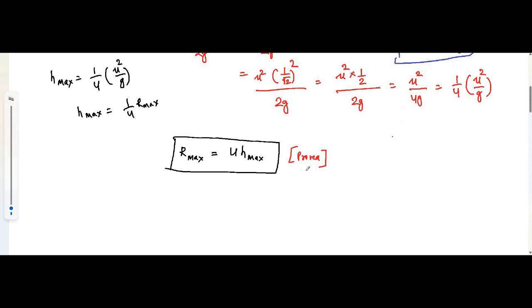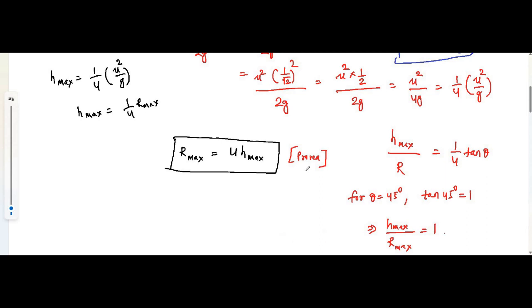Okay, and also if you recall this relationship between maximum height and the horizontal range, H max by R max is equal to 1 by 4 tan theta. So maximum horizontal range is for theta equal to how much? 45 degree. So for theta equal to 45 degree, tan 45 degree will be equal to 1. That implies H max by R max is equal to 1 by 4 into 1, because tan 45 degree is equal to 1. That implies 4 H max is equal to R max. In this way also you can prove the same thing.